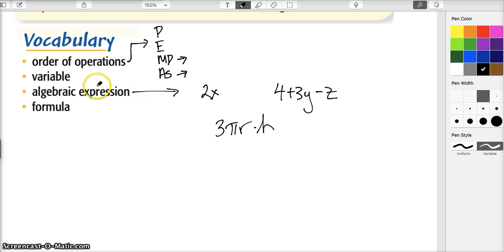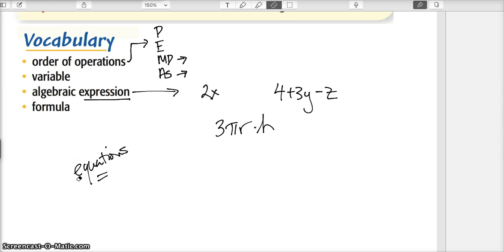What I want you to notice is that algebraic expressions contain variables, but they also noticeably do not have an equal sign. Expressions don't have equal signs. Equations, on the other hand, do. Notice equation has the word equal in it. And so that's one really quick way to distinguish between an expression and an equation.